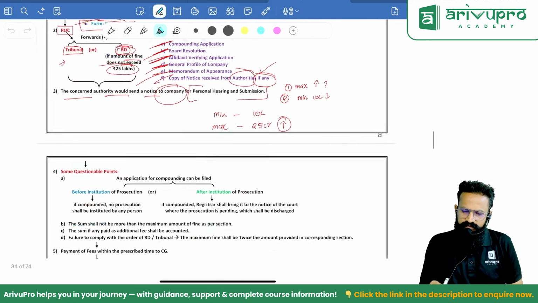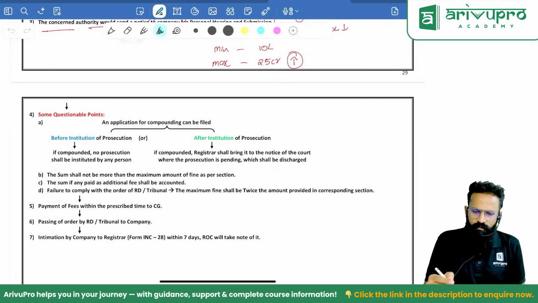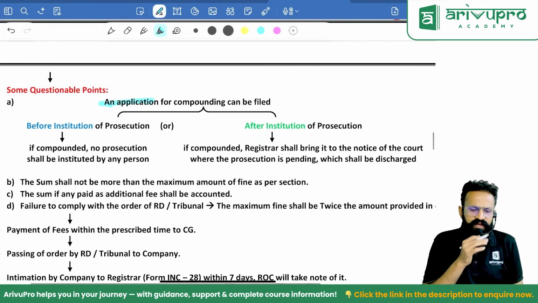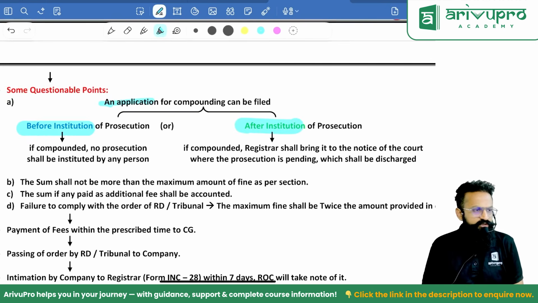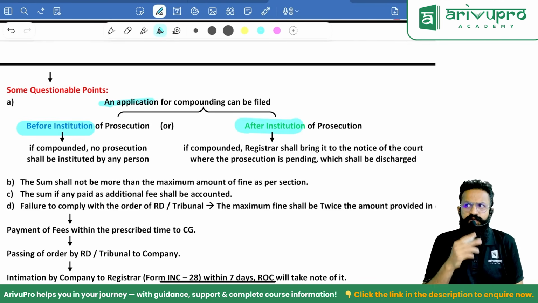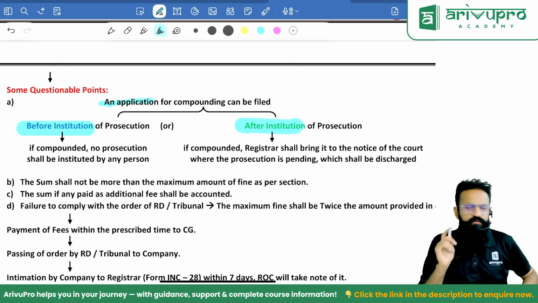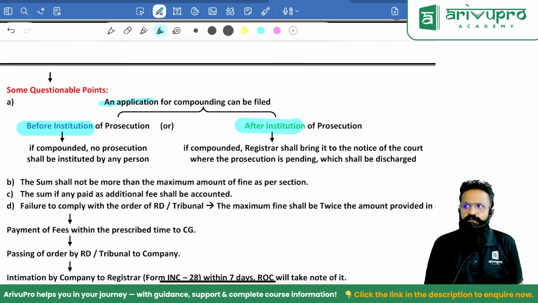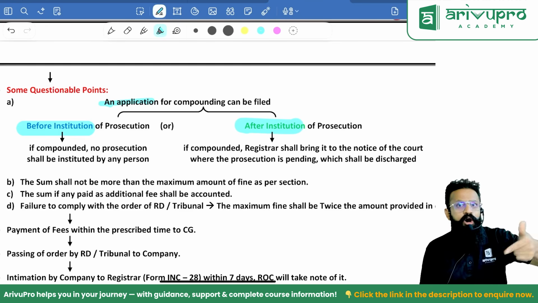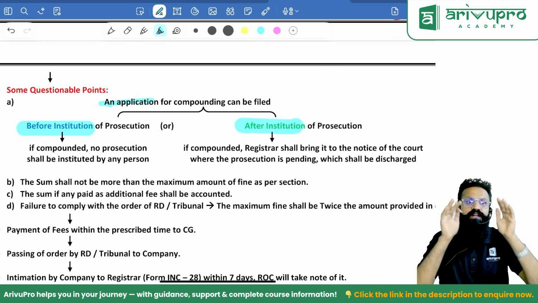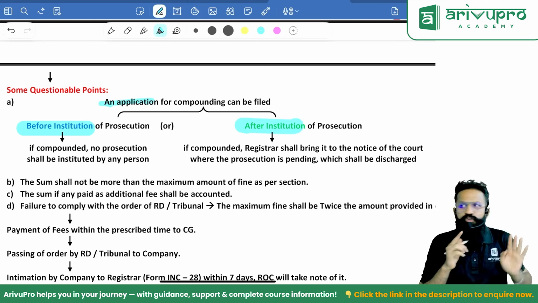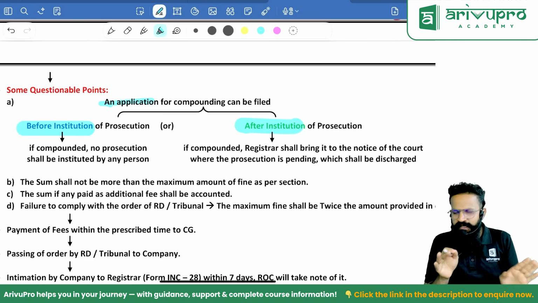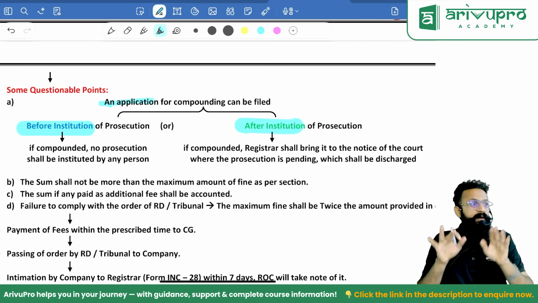Okay. Now see here. Some questionable points. An application for compounding, when can it be made? It can be made even before institution of prosecution, even after institution of prosecution. If you have compounded before institution of prosecution, then no person will take up the case going forward. If it is instituted after, wherever the cases are going forward, ROC will write an application to all the respective places to put this particular case on halt. So if the case has not yet begun, then it will not begin. If the case has already begun, then it will come to a halt.